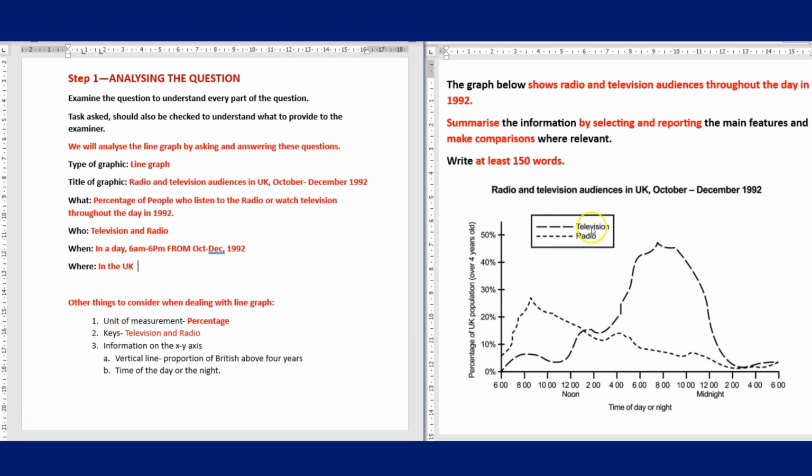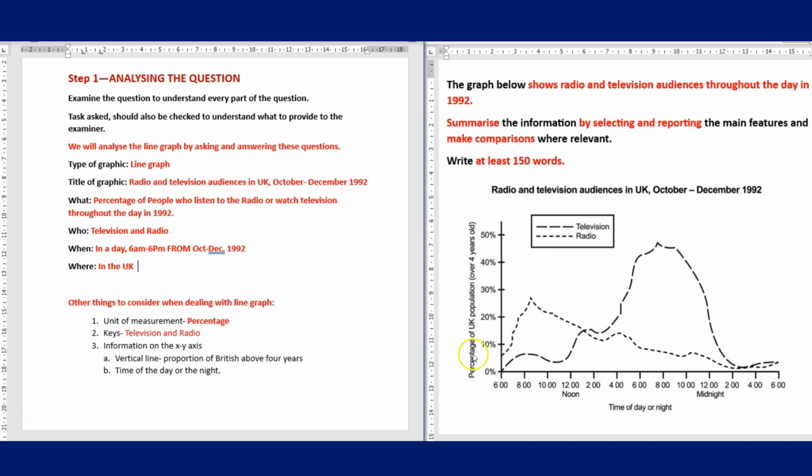So the keys are the things in here, and we said the keys are the television and radio, and we stated that the television is the long dashes and the radio is a short dash. We also check for the information on the x and y axis. So we said that this is the y axis and this is the x axis.